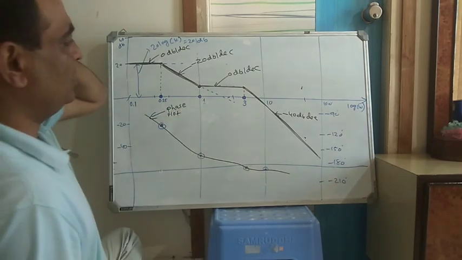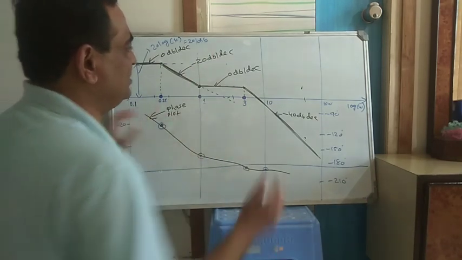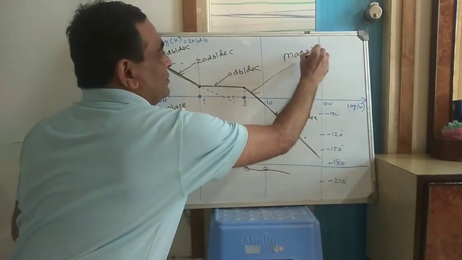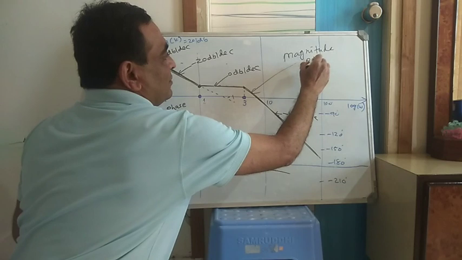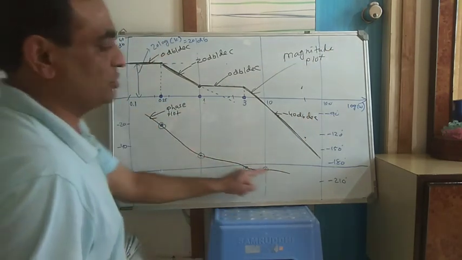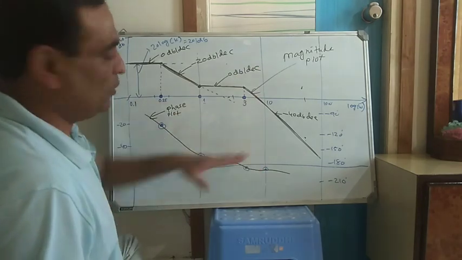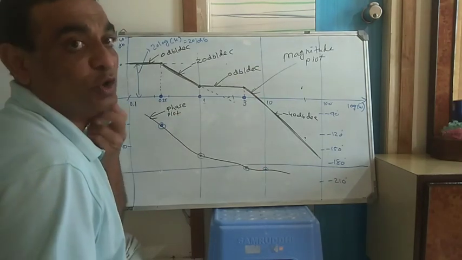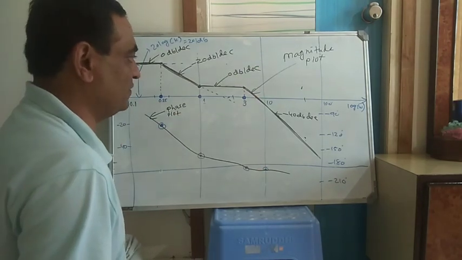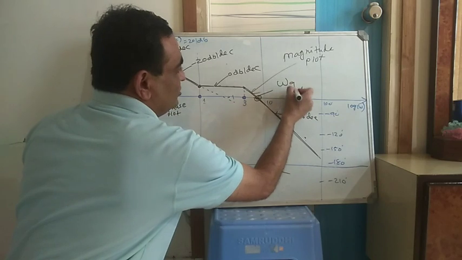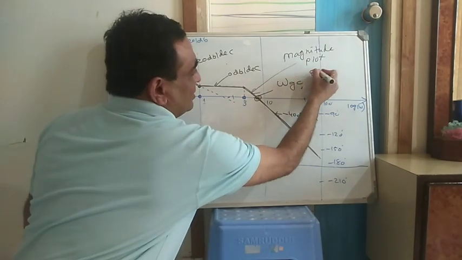Once you have this magnitude plot and this phase plot, I am ready with the magnitude plot and the phase plot. Now I need to find the gain crossover frequency and the phase crossover frequency. So this is the gain crossover frequency where it crosses the 0 dB axis. So this is omega GC, that is gain crossover frequency.